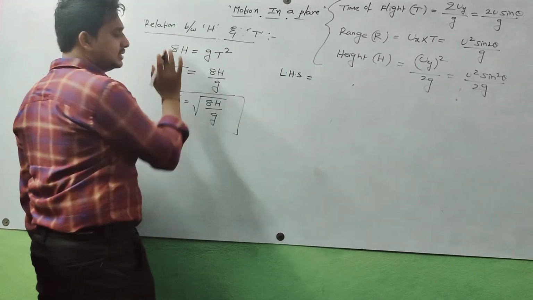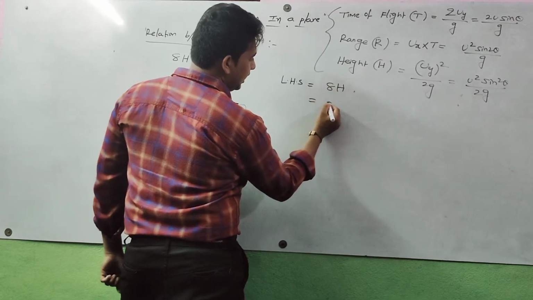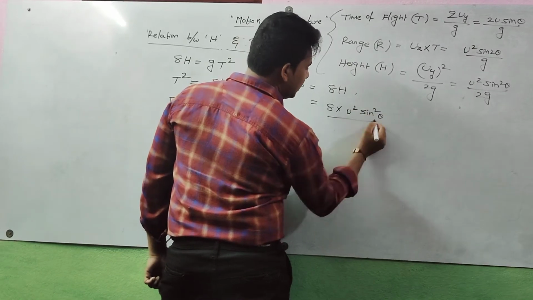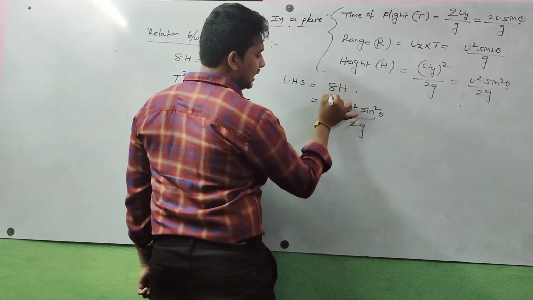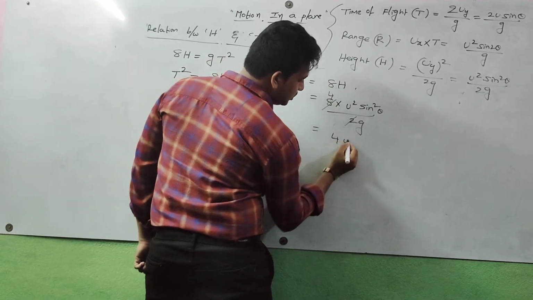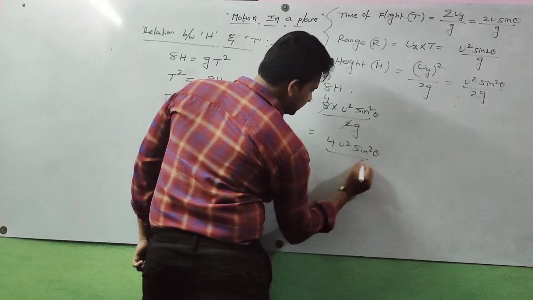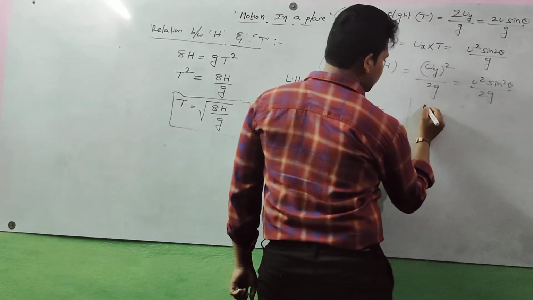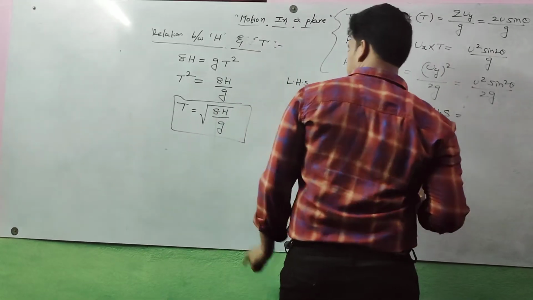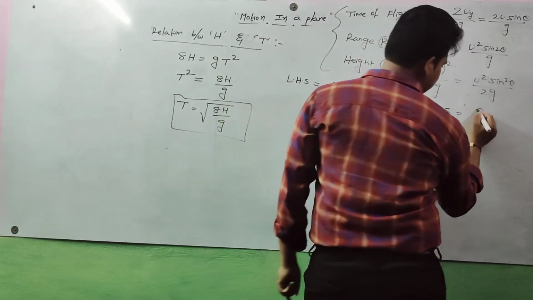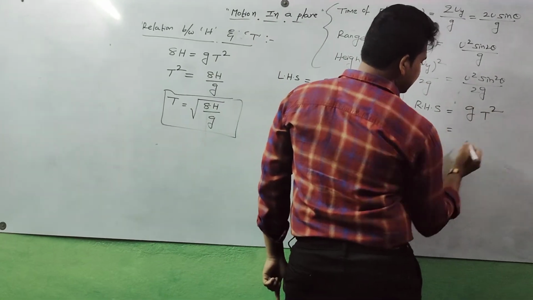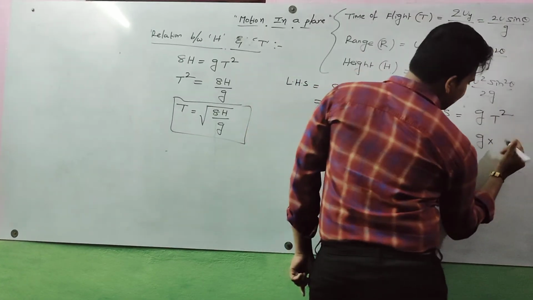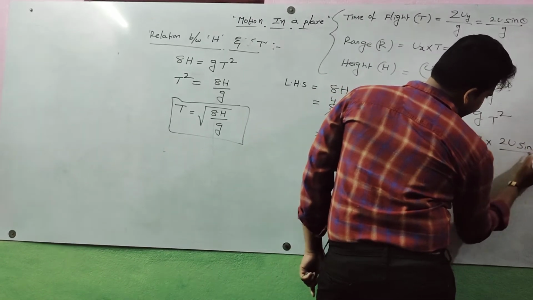LHS is equal to 8h. 8 into the h value, which is U square sine square theta by 2g. How many times will it be cancelled? 4 times. That means 4u square sine square theta by g. That is the LHS value we got here. Next, RHS. RHS is equal to gt square. G into t, where we already know the time of flight is equal to 2u sine theta by g.